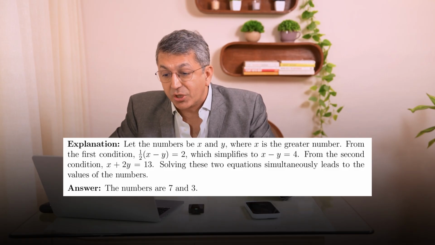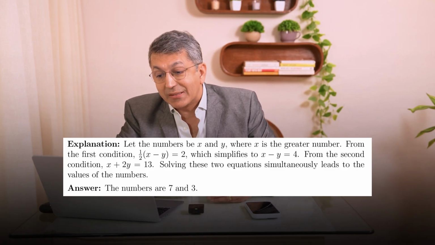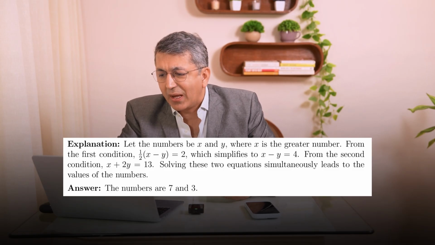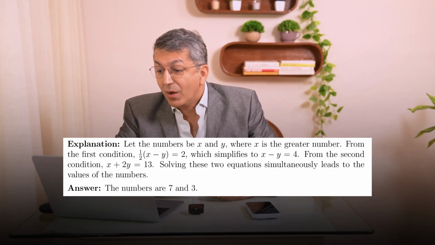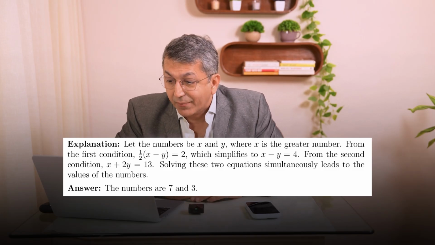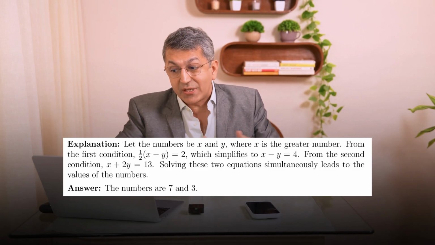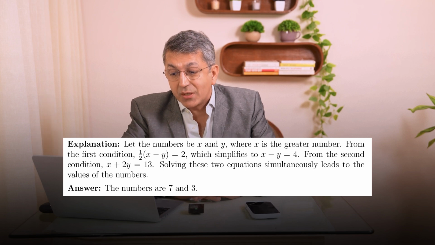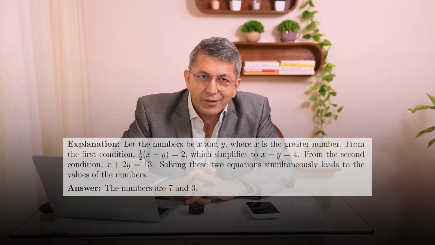From the first condition, 1/2 (x minus y) is equal to 2, which simplifies to x minus y is equal to 4. From the second condition, x plus 2y is equal to 13. Solving these two equations simultaneously leads to the values of the numbers. Answer: the numbers are 7 and 3.